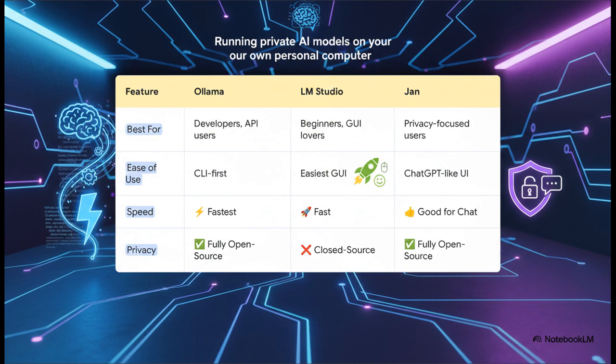Think of Ollama as the race car. It's the fastest, built for developers who want raw power and API access. LM Studio is like the perfect daily driver. It's the easiest to use, super beginner-friendly with a great visual interface. Then you have Jan, which is like the secure vault. It's clean, simple, has a ChatGPT vibe, and is all about privacy because it's completely open source.